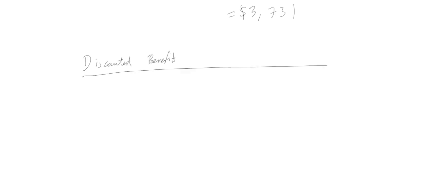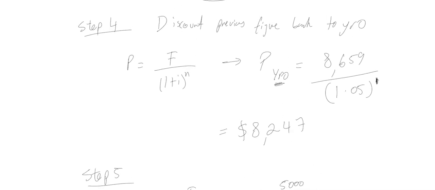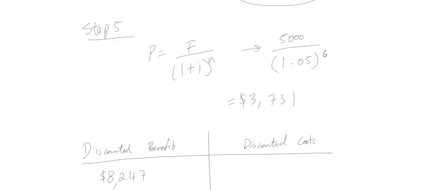Okay, so what do we do now? We need to use NPV, and we need to use our benefit cost ratio in order to determine whether this is feasible or not. So the easiest thing to do now is to create this table: discounted benefits and discounted costs. Our first benefit is going to be 8247. Where did I get that from? If you scroll up, if you remember what we did in step 4, that's this figure.